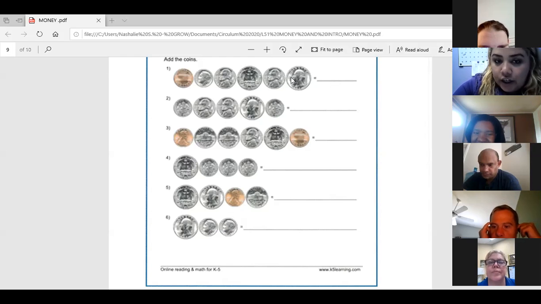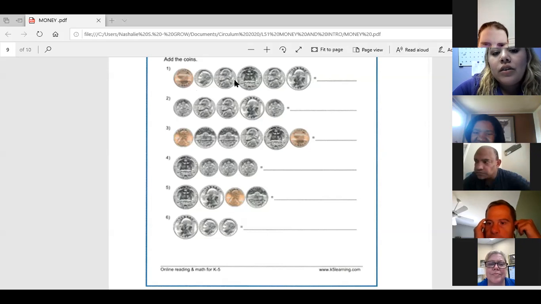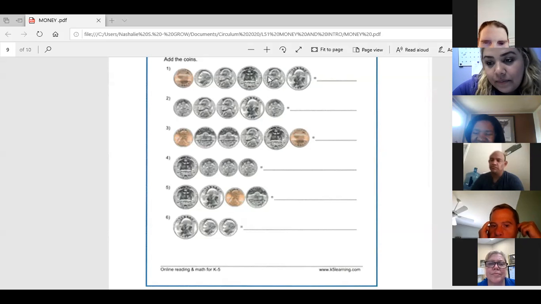50. Very good. Hector, so ya tenemos 50 centavos más 10 centavos. ¿Qué es 50 más 10 centavos? 60. Very good. So he said 60 cents. So if we have 2 nickels, what's 2 nickels? 10 cents. Very good. So if we have 60 plus 10 cents is?